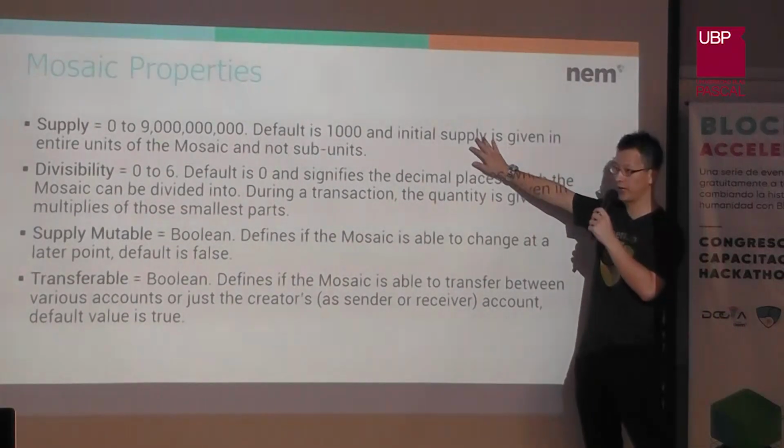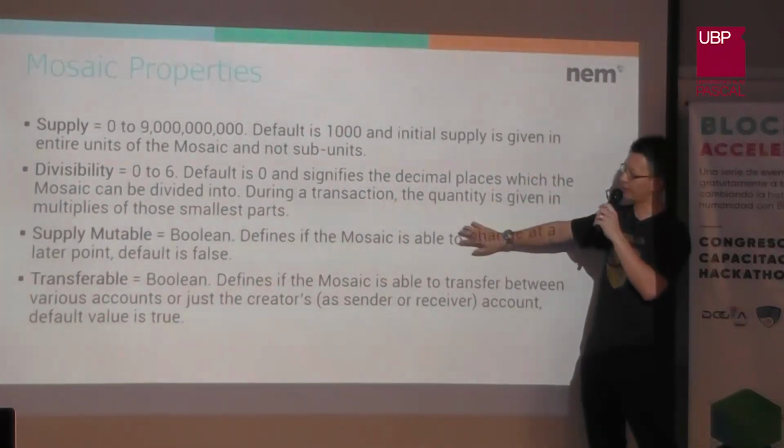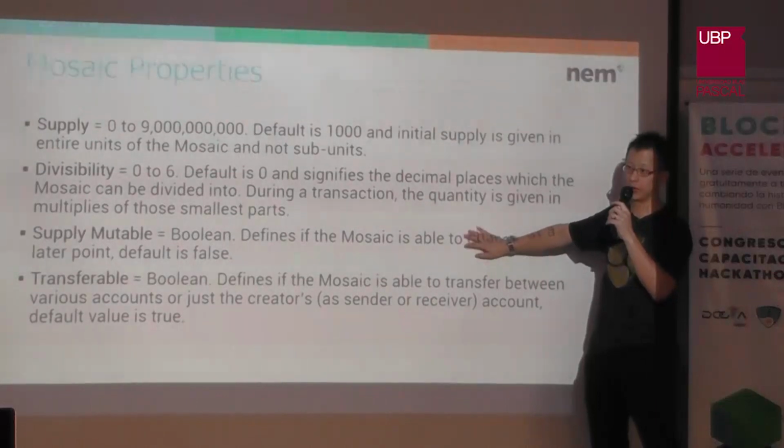However, let's just say if you create 9 billion and supply mutable is true, you can't increase, but you can decrease.